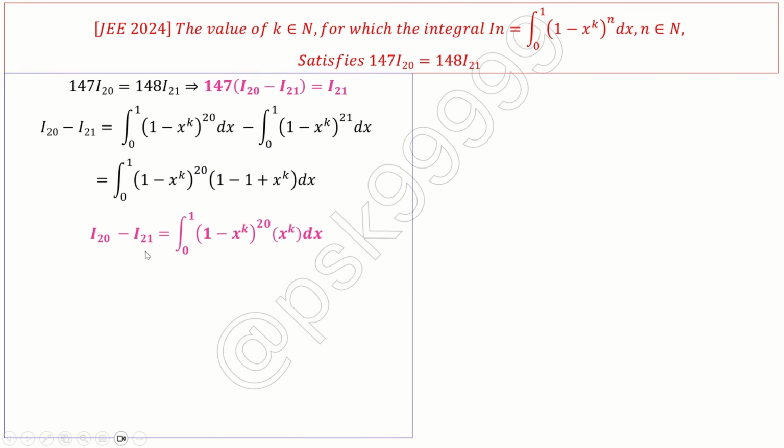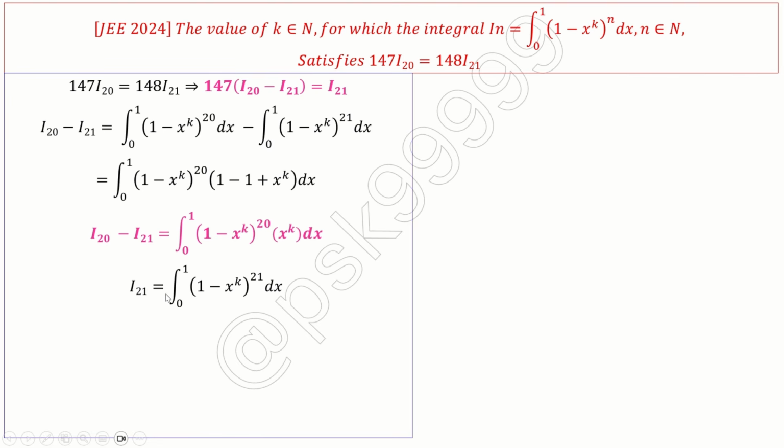Now I am left with a simple integration. I20 minus I21 is nothing but integration from 0 to 1 of (1 minus x^k) to the power of 20 into x to the power of k dx. Remember this. Now we will go to the next step. What is the I21 value? Because this is equal to I21. Now we found some value for this one. I21 also we will express in these terms.